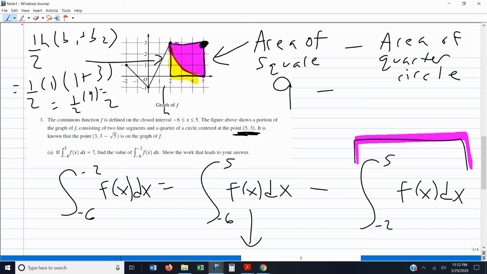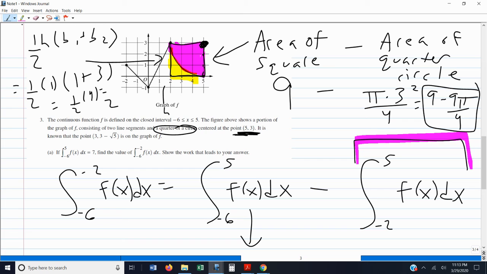Okay, so the area of that circle is going to be pi. The radius from the center to the edge is 1, 2, 3. So pi radius squared, and I'm dividing it by 4 because it is a quarter of a circle. So that leaves me with 9 minus 9 pi over 4. So that yellow area, again, I started with the area of the entire square that I drew, took out the area of the quarter circle, and that left me with that yellow area, 9 minus 9 pi over 4.